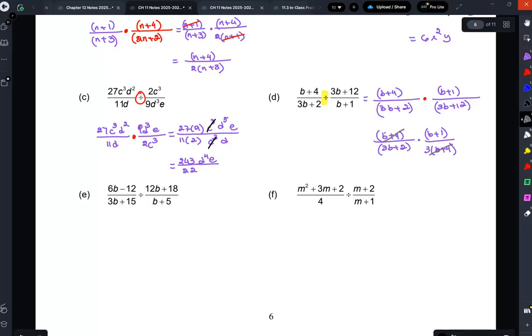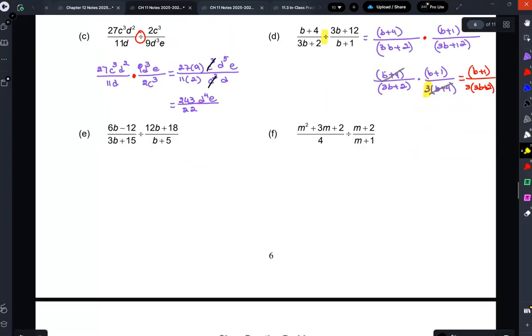So b plus 4 reduces. That's it. So what's my final answer going to be? b plus 1 over 3 times 3b plus 2. Oh yeah. Ah, see that? This is such a dangerous thing. You gotta be careful. Yep. Okay.